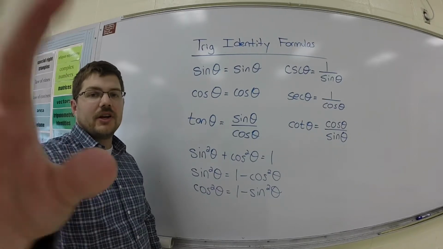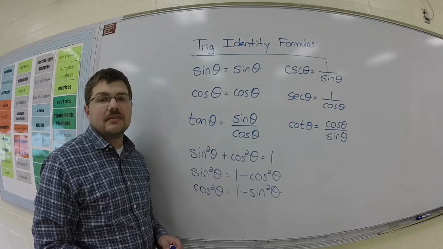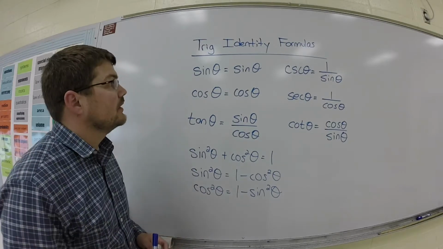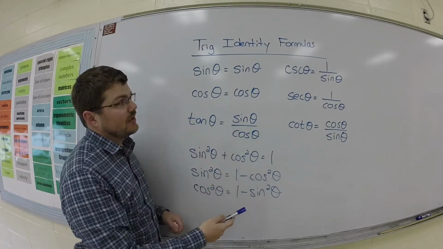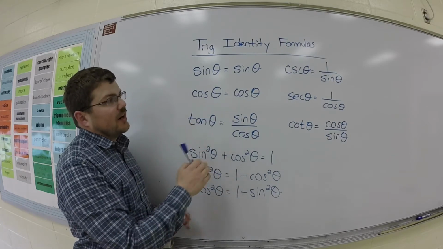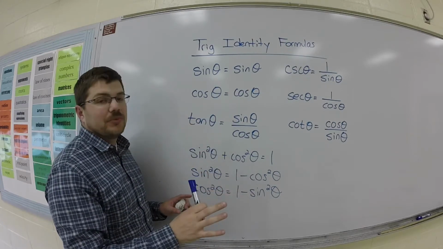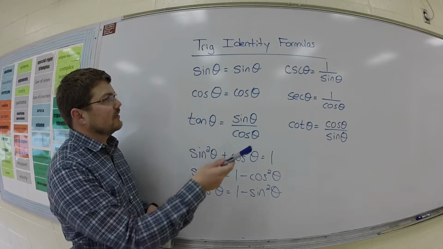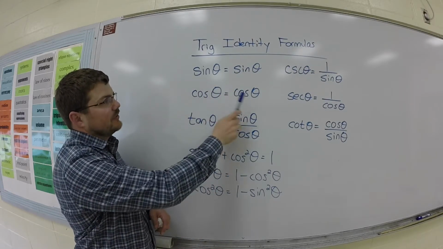All right, class, we're going to go over some trig identity formulas, and we'll go over some problems that you could see on your test. So here are the formulas that you need. We're going to try to change everything in terms of sine and cosine on our test. And so I just left sine as sine, cosine as cosine.